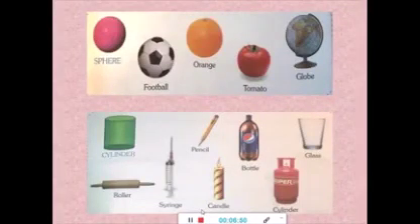Next solid shape is a sphere. Examples: watermelon, football and a tomato. A sphere is round in shape. It has got one curved surface. Cylinder has 2 flat surfaces which are equal, one on top and one on the bottom, and it has got one curved surface. Examples of cylinders are candle, glass, gas cylinder, etc.